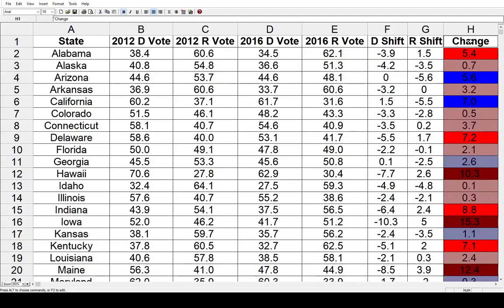And I also have some shading. The lightest colors are under a 5-point shift. The darkest red and blues, those are 10 or more point shifts. So a couple things to point out. There was third-party vote that took away from both of these candidates in 2016. Gary Johnson from the Libertarian Party, he got over 3% of the vote nationally. Some states that plays more of a role than others. I'll point out some of them.